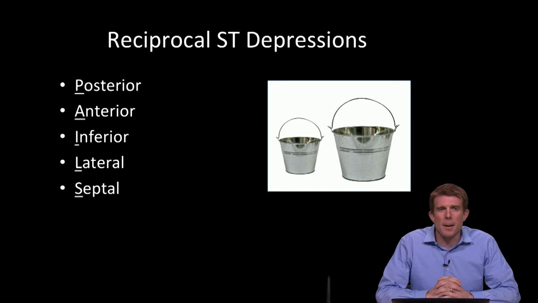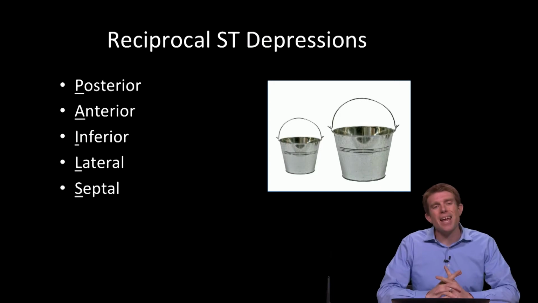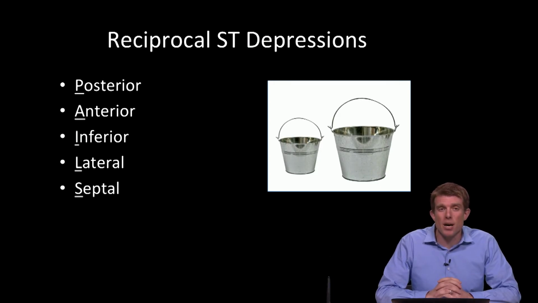And I like to use the mnemonic PALES to help me remember where I will see the ST depressions when I have ST elevation. So if I have a posterior ST elevation MI, I will see anterior, so leads V1, V2, V3, reciprocal changes or ST depressions. If I have anterior ST elevation MI, I'm going to look in the inferior leads for those reciprocal ST depressions. The same is true if I have an inferior ST elevation MI. I'm going to look in the lateral leads, and for the lateral leads, I'm going to look for that depression in the septal leads.